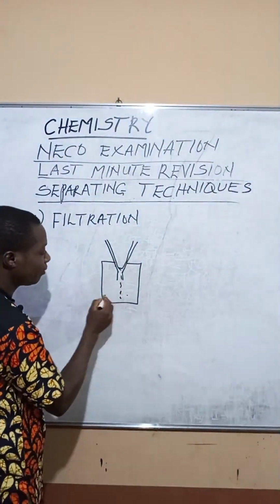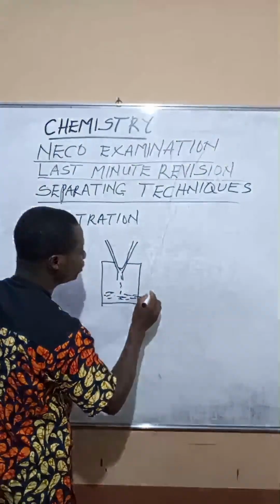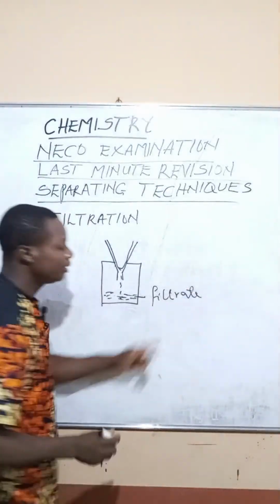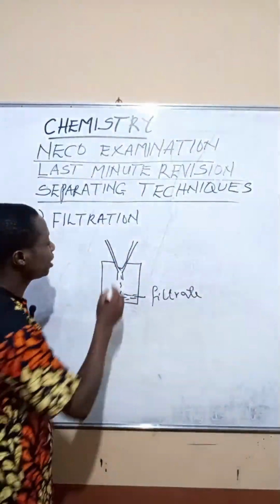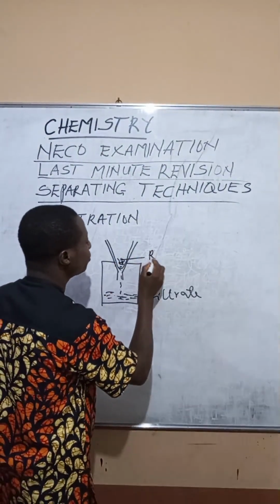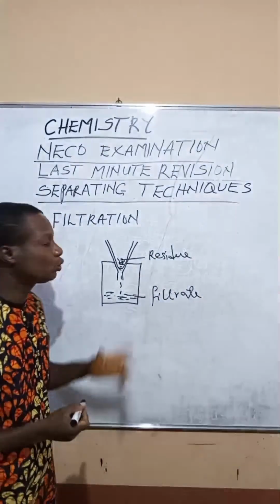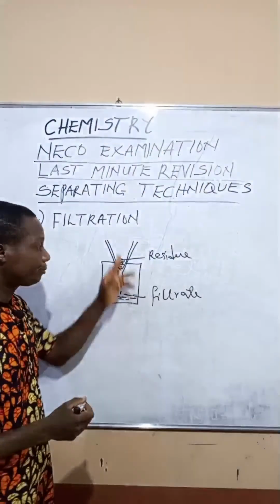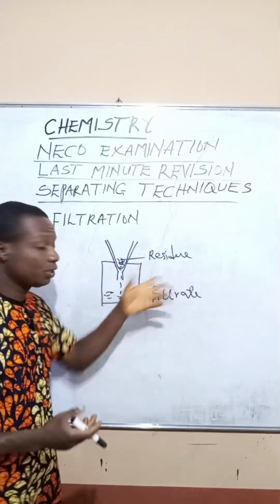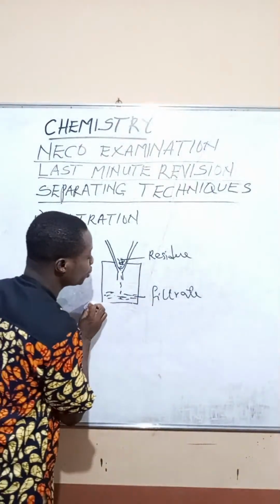So whatever drips down here is called the filtrate. This is the filtrate. While whatever is left here is called the residue. Please don't forget, this is called the filtrate and the residue. So in case you find something like this in your exam today, don't worry, use this method and you get it. Okay, then the next one is evaporation.